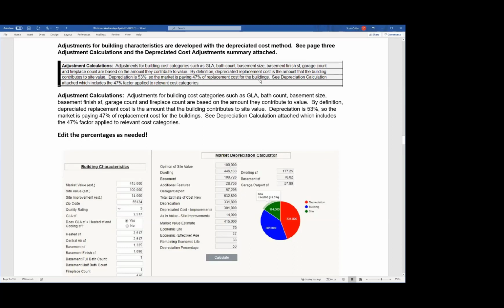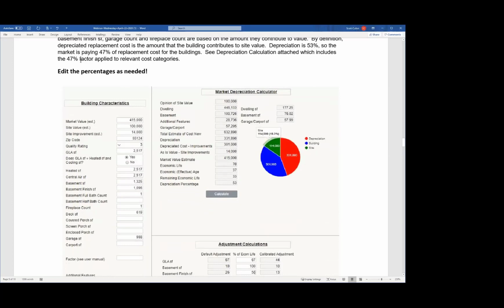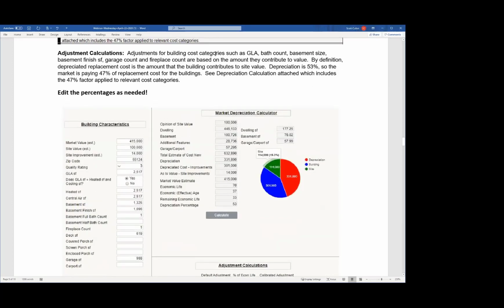And then see depreciation calculation attached, which includes the 47% factor applied to the relevant cost categories. So that's on page 3, right above the cost approach. And here it is written out in Word, so that you can just copy and paste that and use what you want and change what you want, but you don't have to retype off of an image here. Then, of course, you obviously edit the percentages as needed. If it was 50, it would be 50, right? If it was 60, 40, 80, 20, you get the idea.